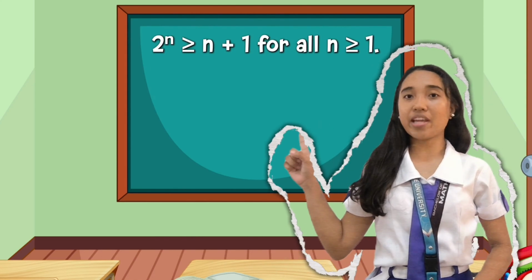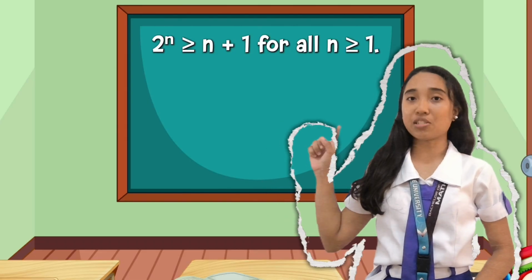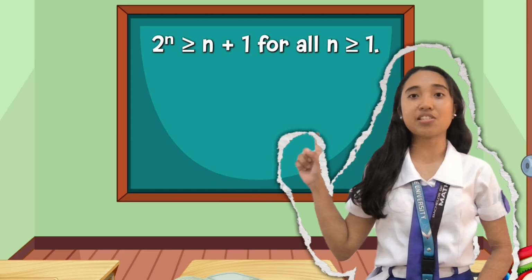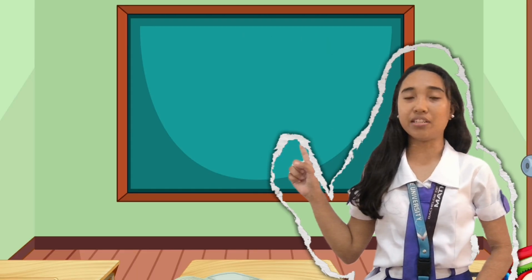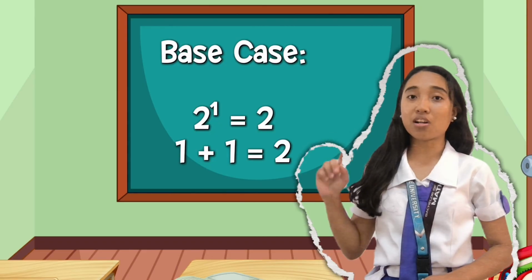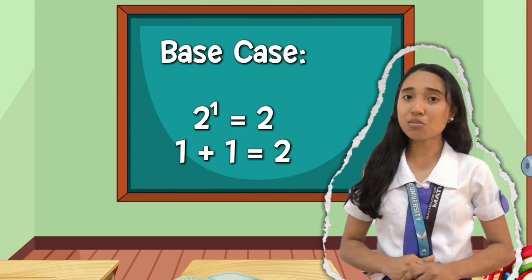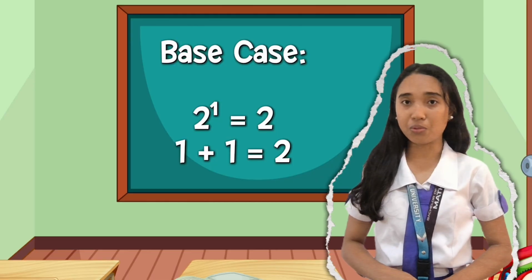To further deepen your understanding, let us have another example. Now, let's proceed to example 2. Prove that 2 raised to n is greater than or equal to n plus 1 for all n greater than or equal to 1. In the base case, 2 raised to 1 is equal to 2, and 1 plus 1 is equal to 2. So this means that this is true.